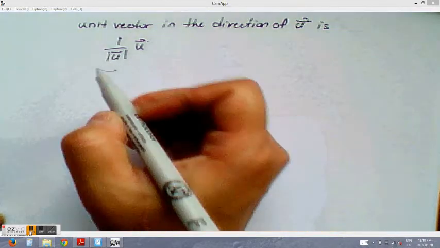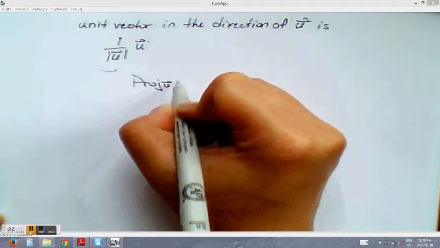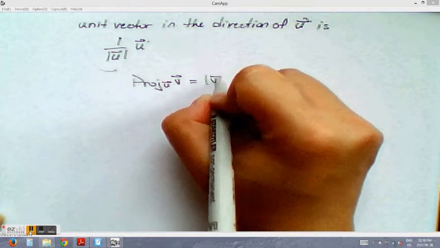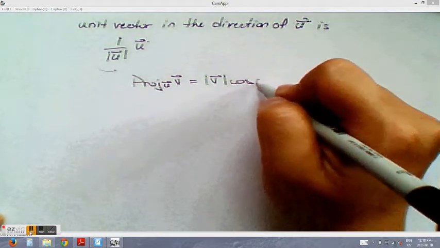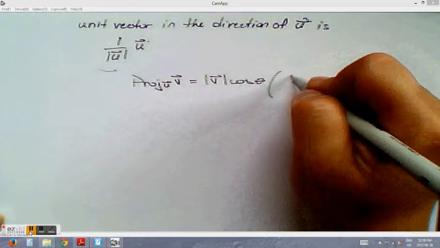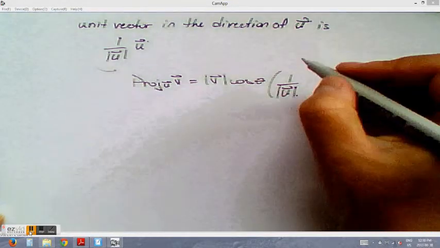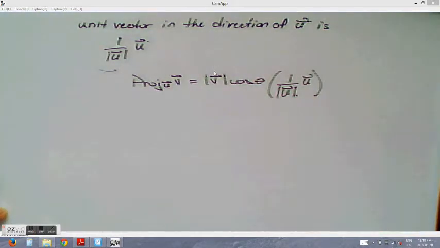Okay, so the projection of V onto U is equal to now the magnitude of V cosine of theta. This is the scalar part of the projection, and this gives us our direction, which is the unit vector in the direction of U. There we go. And that will give us the projection as a vector, and this part here is the scalar.